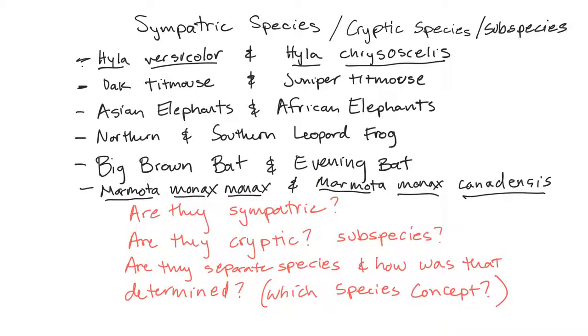And those are our sympatric species, right? Species that live in the same area, same time, same place, but they are separate species. What makes them separate? What makes a species different from another species?